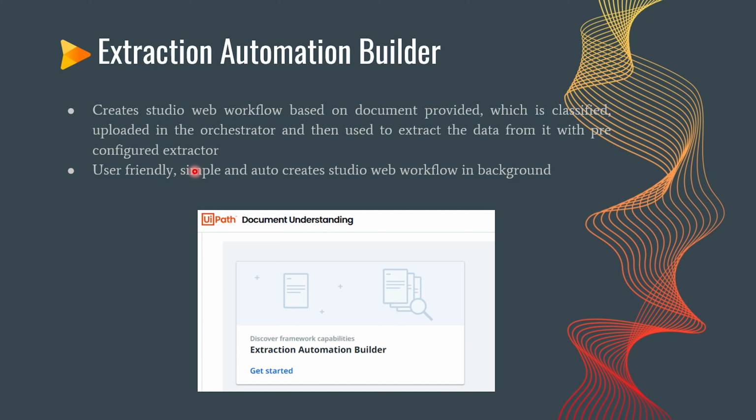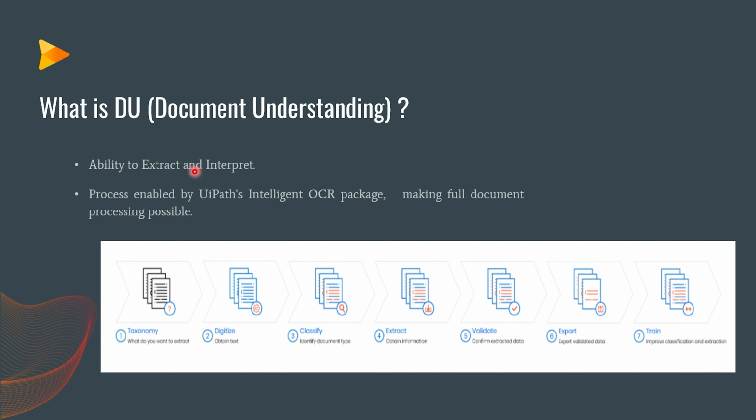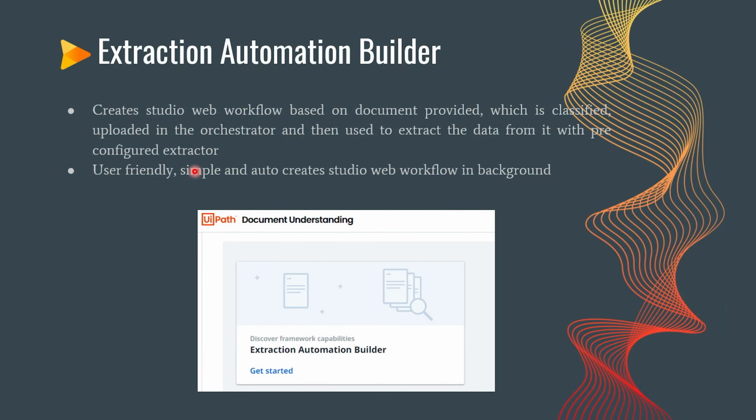So what is the difference? In DU, we have to do the complete setup. We have to set up the entire workflow, and it uses UiPath Studio, which is a desktop application. And Automation Builder uses Studio Web, which is like a web tool. You can directly go to Orchestrator and then navigate to Studio Web on the left side, and you can perform everything there itself. You don't have to do the installation and all. So it is so user friendly, and it is simple. And as I said, it will auto create your workflow. You don't have to create any workflow.